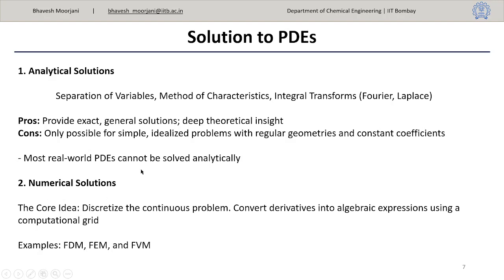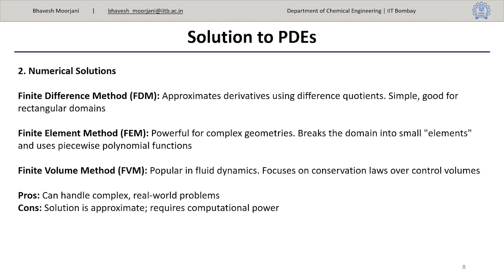And in the numerical solution, the core idea is that you divide your system into multiple discrete parts, and then convert your system into a system of equations for various discrete points, right? And then you solve these equations simultaneously. So there are three common methods that are used: one is FDM, second FEM, and third FVM. What are these methods? First FDM, that refers to the finite difference method.